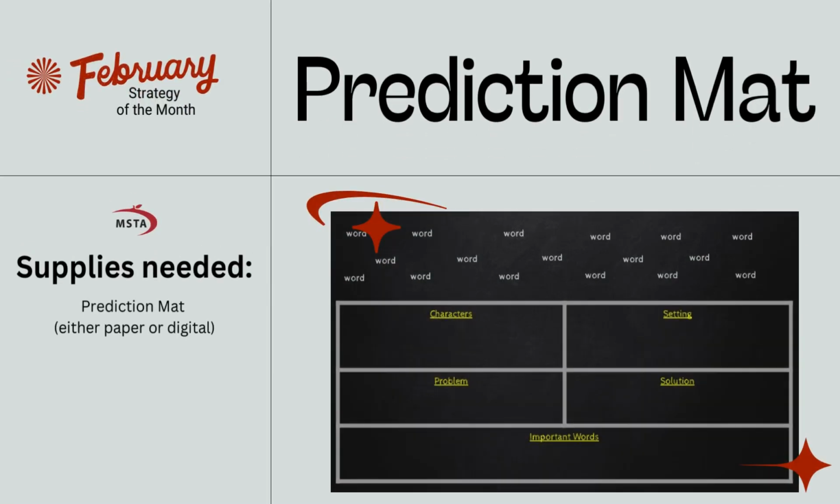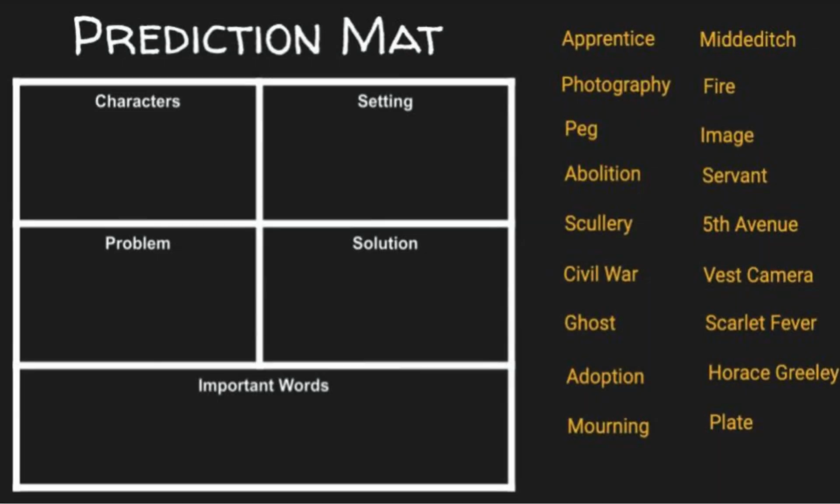This month's strategy of the month is prediction mat, and it requires minimal supplies. You just need the prediction mat that you can distribute either digitally or you can provide a paper copy. And the prediction mat can be customizable. And so here is one example of a prediction mat if you just had the basic story elements.